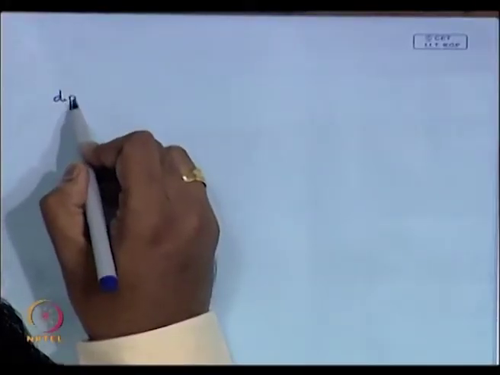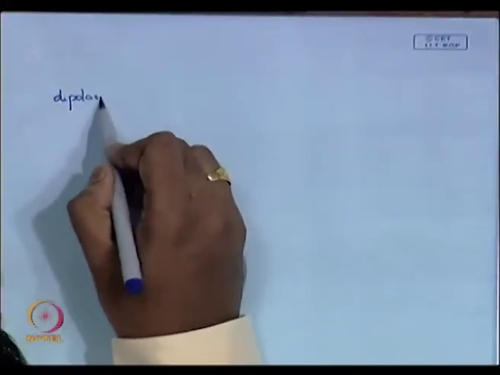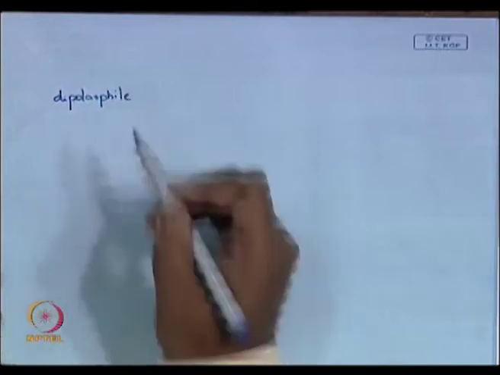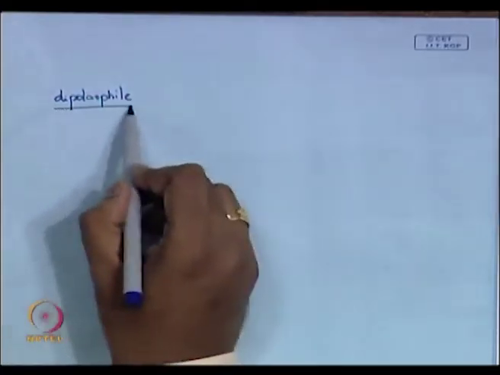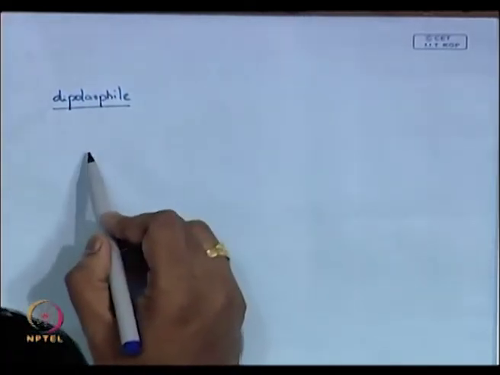This is more about your dipole, one of the substrates. Then we will be talking a little bit about your dipolarophile. See, if you take a simple alkene, for example, I have taken a simple alkene.